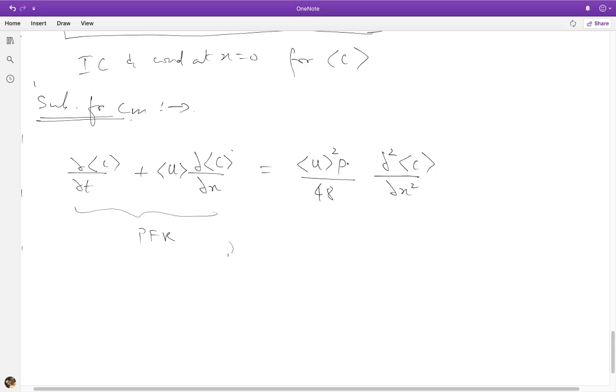But when small p is small but non-zero, we get a correction, and that correction looks like an effective diffusion term. Remember, this is a diffusion-like term, and this is what we would call an effective diffusion coefficient or the dispersion coefficient. Really quite a beautiful result.